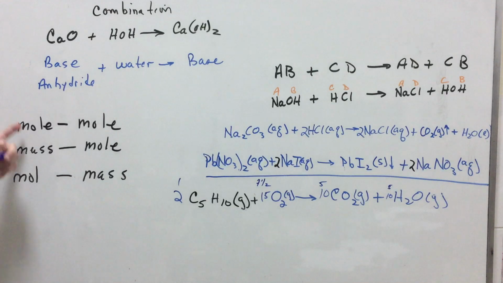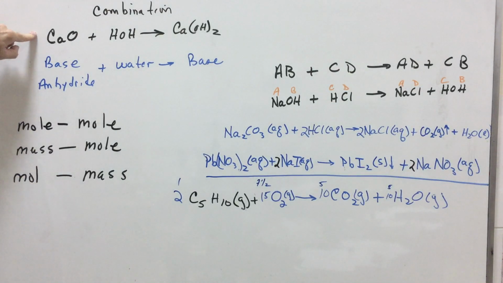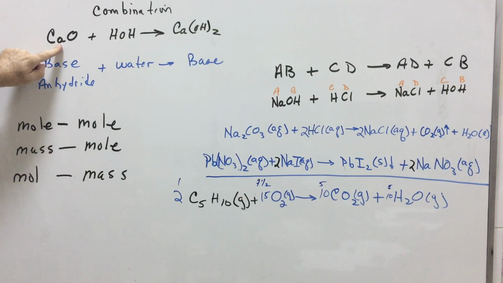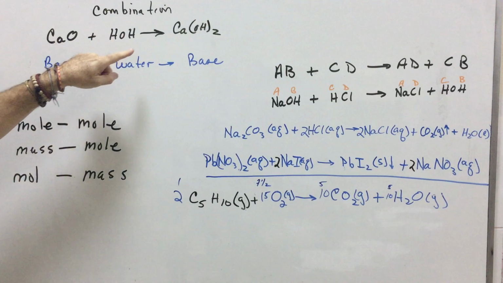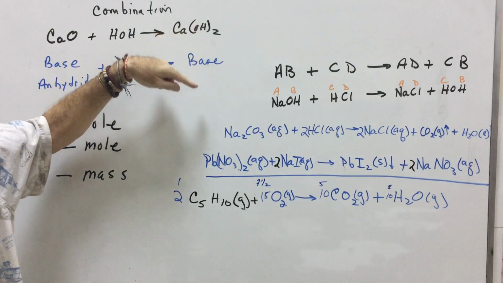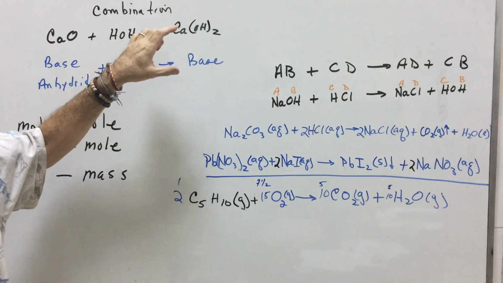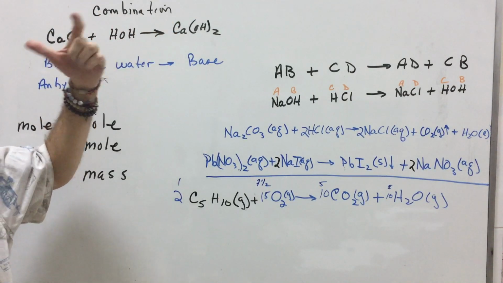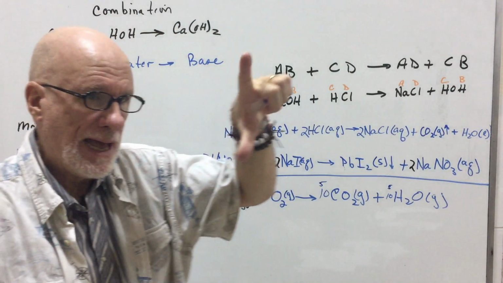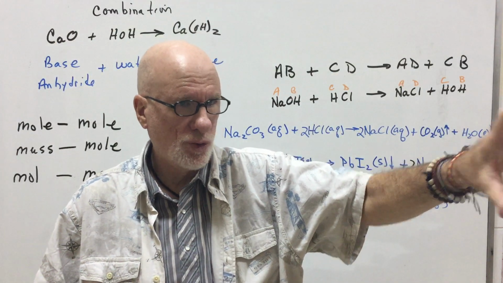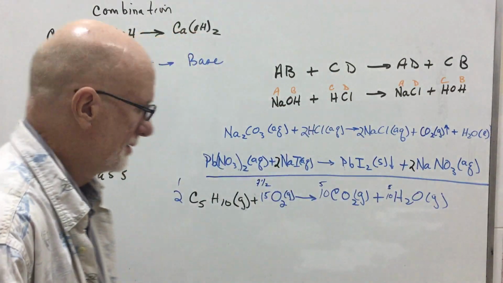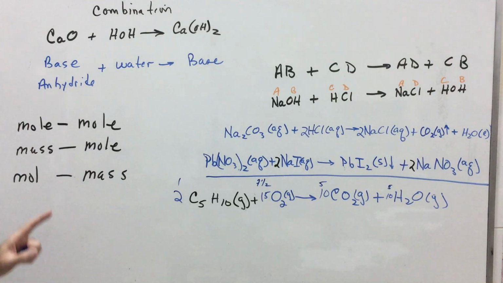Yes? Over here, here's a combination reaction as an example. This is a base anhydride plus water yields a base. Just put that up there because there's one on the test. So you've got to know the different types. But you'll have that reduced resource on your test. Okay, so don't go memorizing a lot of stuff.